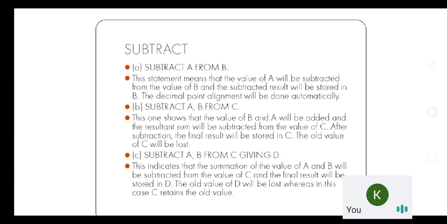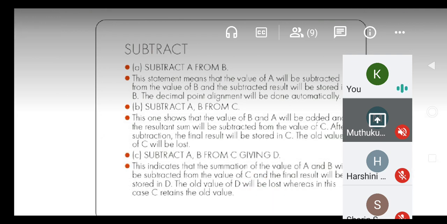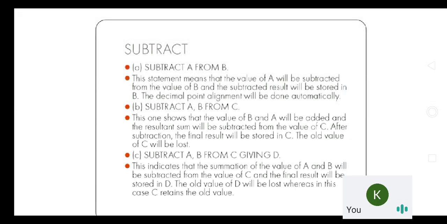So it's very simple. We subtract, and finally the result will be stored to the right of from. Whatever identifier we have to the right of from, the result gets stored there. So this is the first example. Then the second example is subtract A comma B from C. Now what will happen? To the left of from we have two identifiers, and to the right of from we have only one identifier.